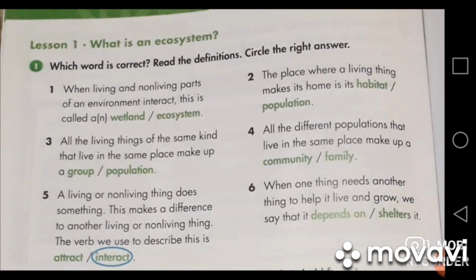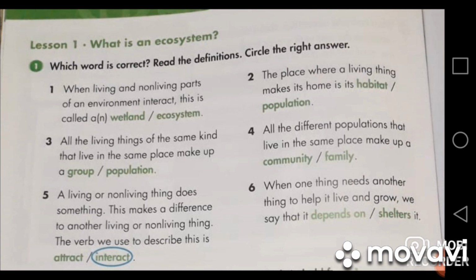Number 2. The place where a living thing makes its home is called its habitat or population. It's called habitat, so you will circle habitat. Number 3. All the living things of the same kind that live in the same place make up a group or population. They make up a population, so you will circle the population. The different populations that live in the same place make up a community. They don't make a family, they make up a community. So you will circle community over here.